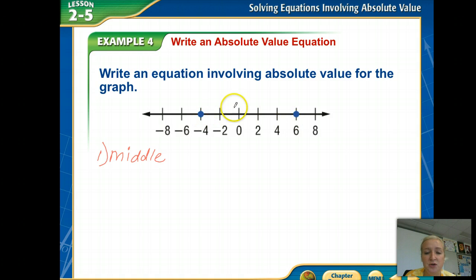So if I go up to 4, I can only go to 4 here. It looks like 1 is my middle point. Okay? So in your absolute value equation, it's always subtracted by that middle value, which in this case is 1. And it equals the distance away to each point.